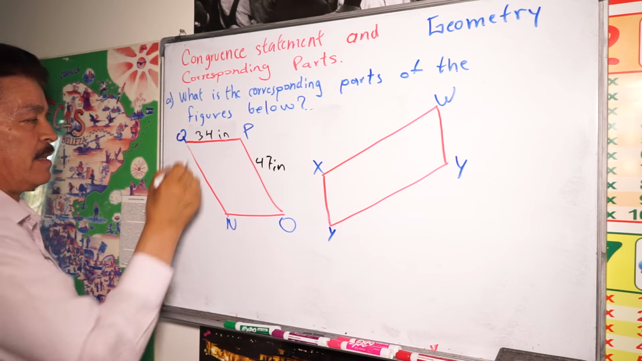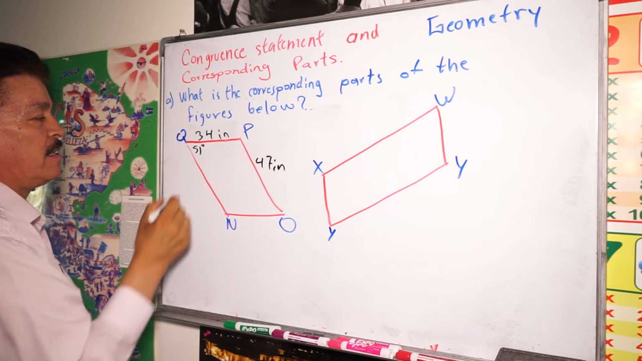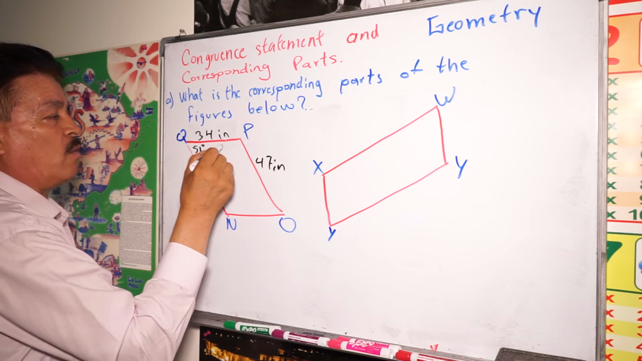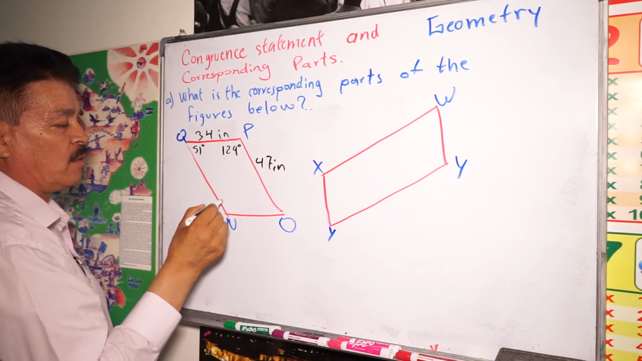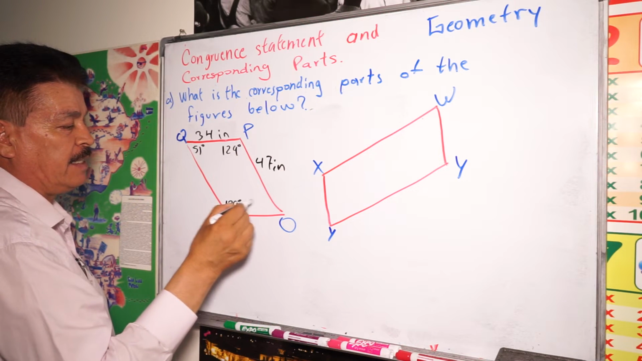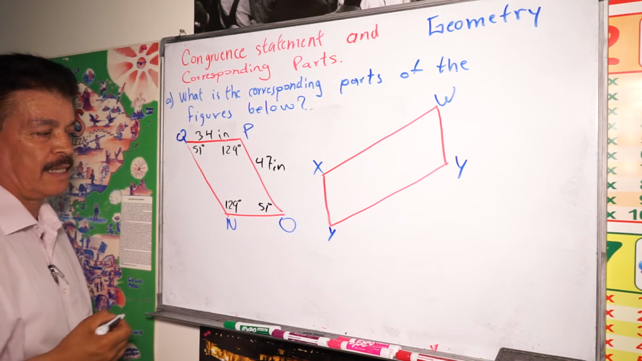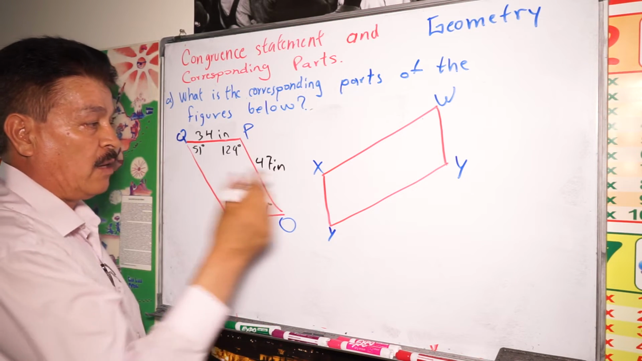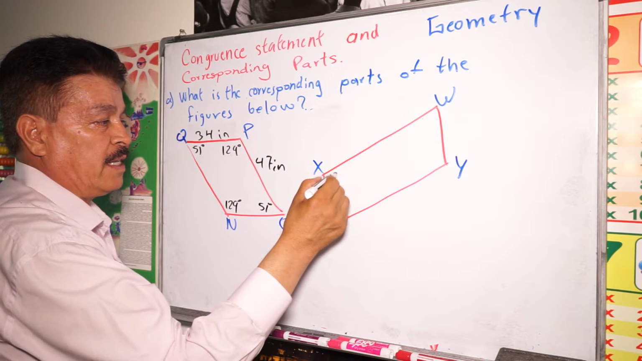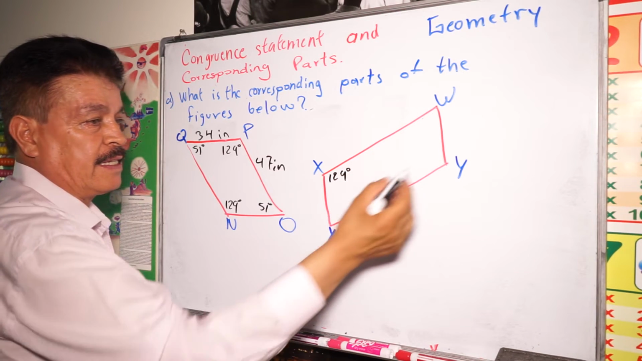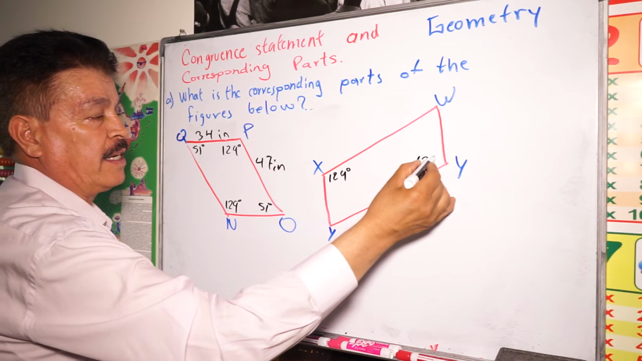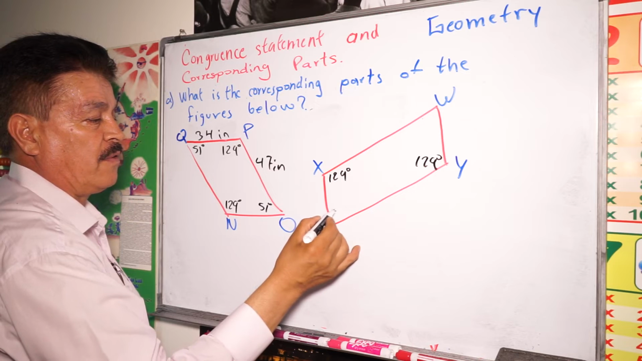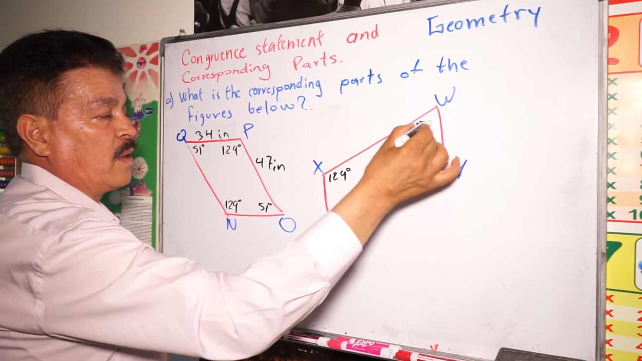Then the sides, let me write something here: 34 inches and then 47 inches. And then this angle equals 51 degrees, 129 degrees, 129 degrees, and then 51 degrees. Angle X, same thing, 129 degrees, Y 129 degrees, and then 51 degrees and 51 degrees.